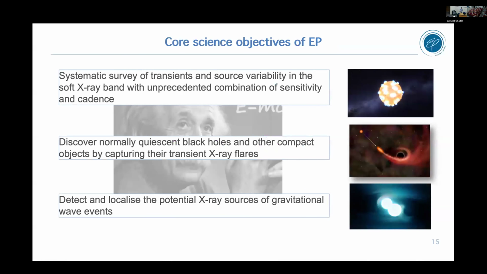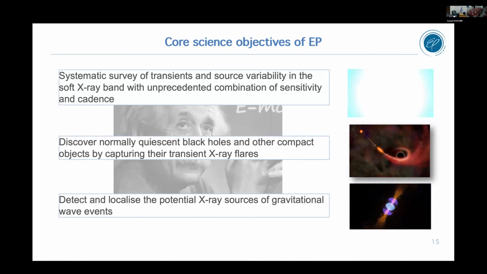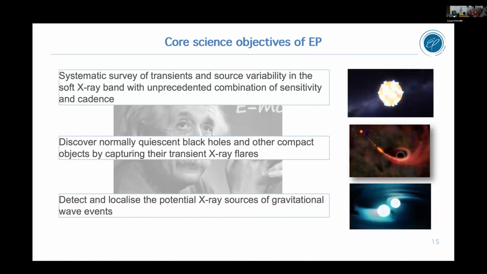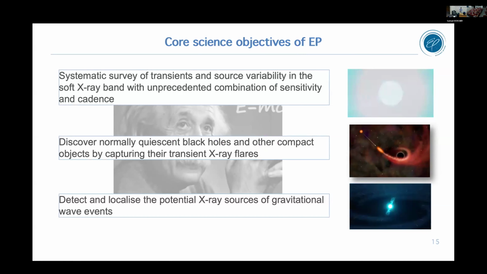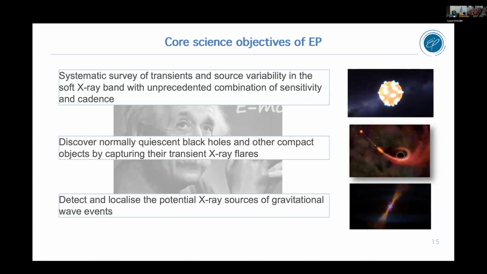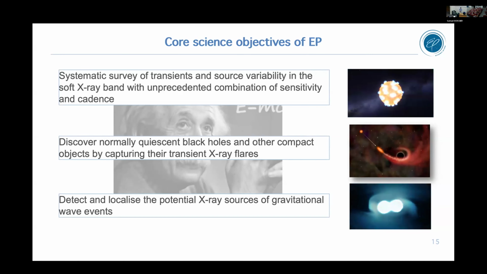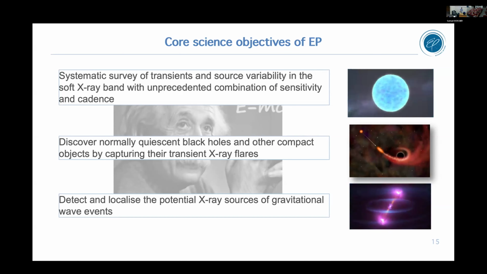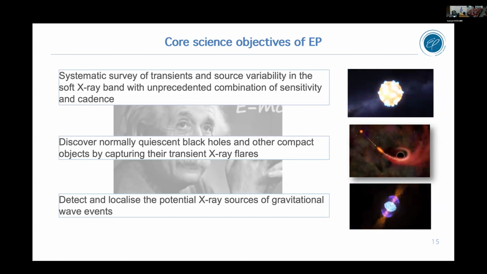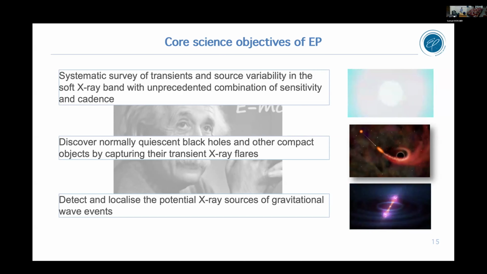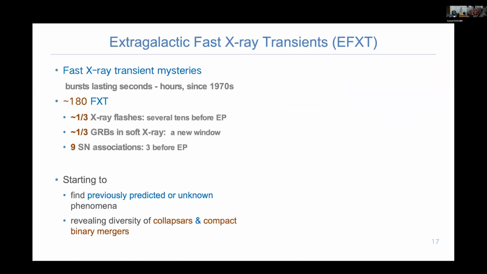So now we go to the science. What's the core science of EP? EP is aimed at a systematic survey of transients and source variability in the soft X-ray with very high sensitivity and cadence. And also to discover normally quiescent black holes and other compact objects by capturing their transient X-ray flares. And also to detect and localize the potential X-ray sources of gravitational wave events. And I will give some examples of these discoveries.